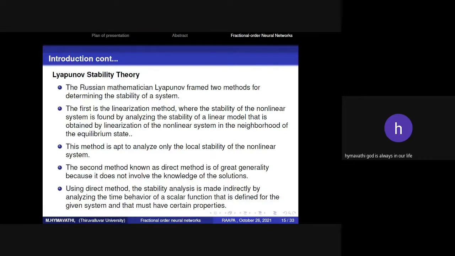This method is able to analyze only the local stability of the nonlinear system. The second method is known as the direct method, of great generality, because it doesn't involve knowledge of the solution.